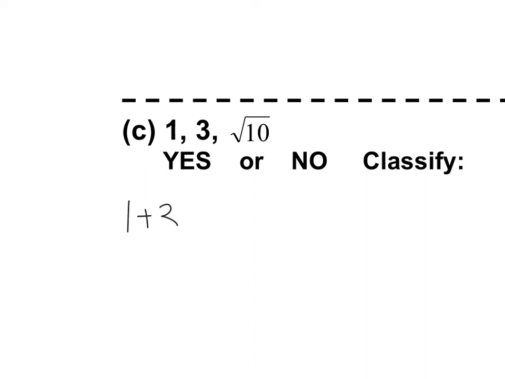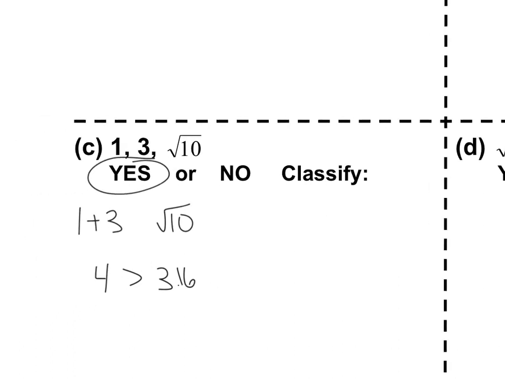Well, 1 plus 3 and the square root of 10. 1 plus 3 is 4, so you might need to put the square root of 10 into your calculator to see what it is. It's actually 3.16. And so, since the sum of the smaller sides is bigger, then we do have a triangle. Now we have to classify it.